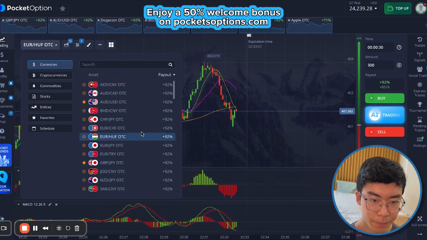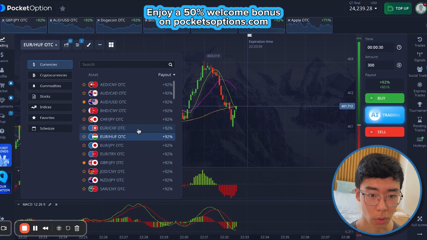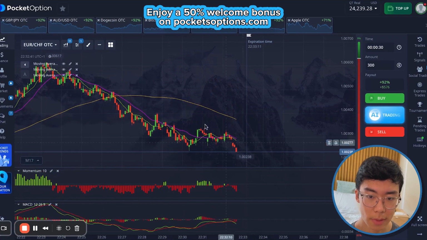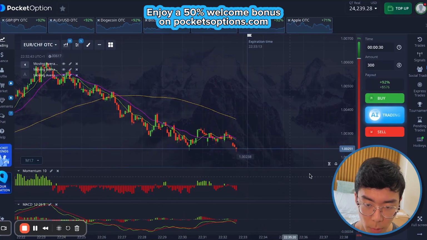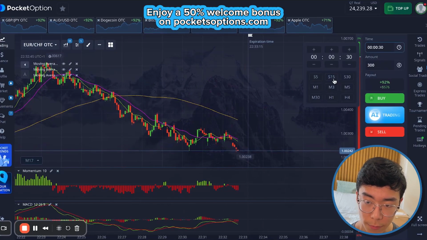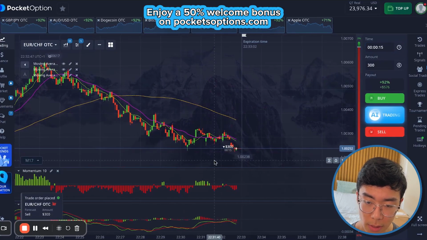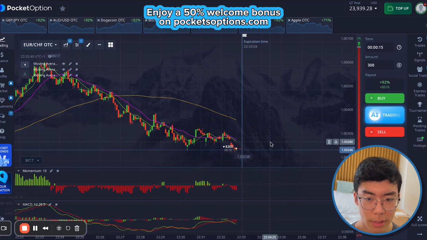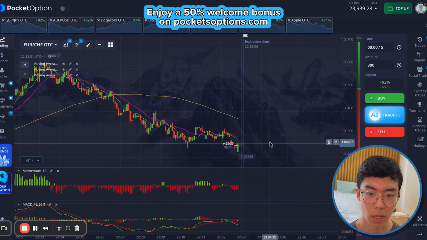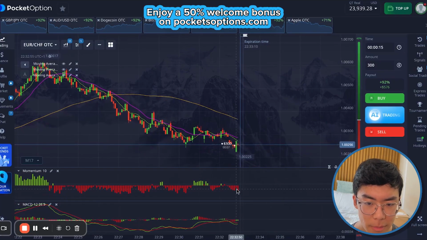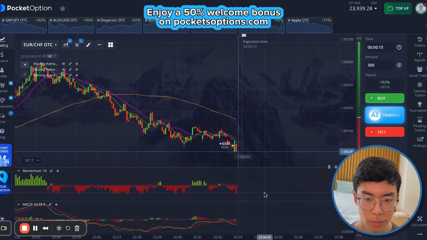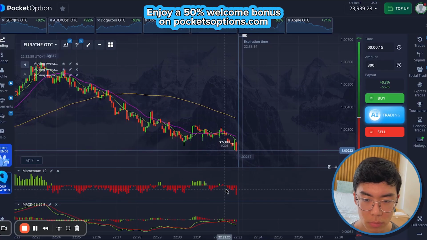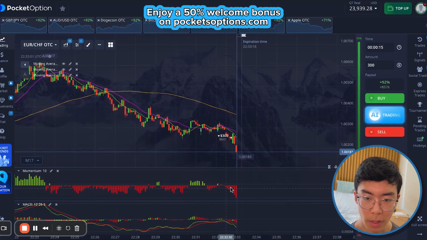So let's head over to some other currencies right here. Okay, this is going downwards. This is a crossover downwards. Everything's going downwards, so let me just do a 15-second sell. And I would say this has about a 60 to 70% chance of winning. Let's just see what happens here. Momentum seems fairly strong downwards. Not really any movement upwards yet.